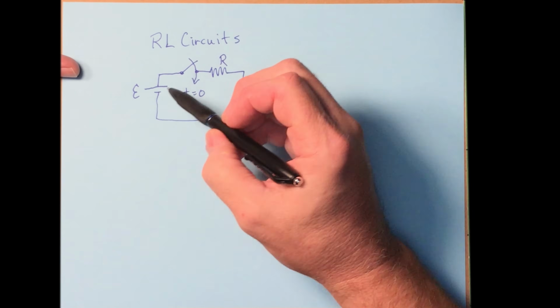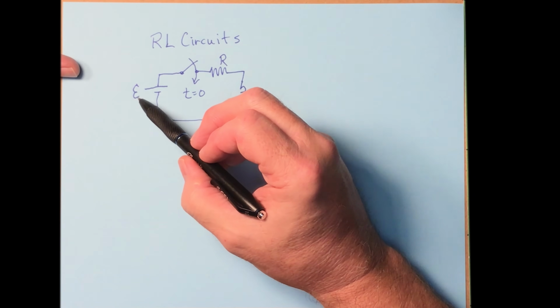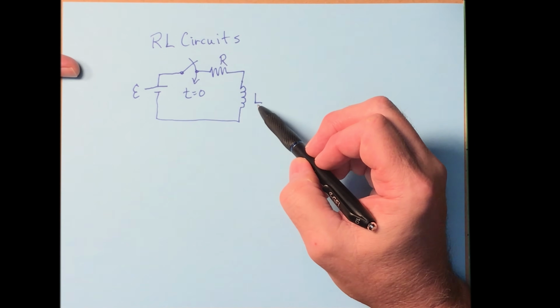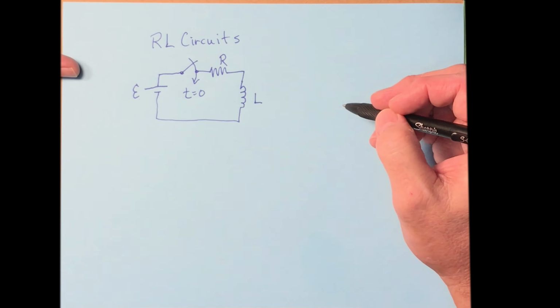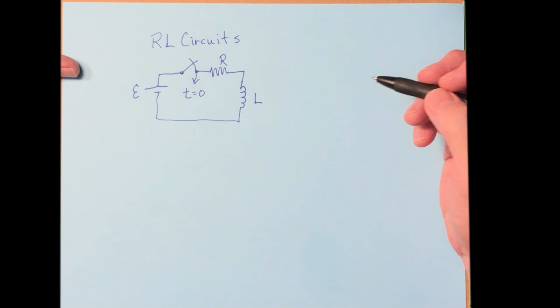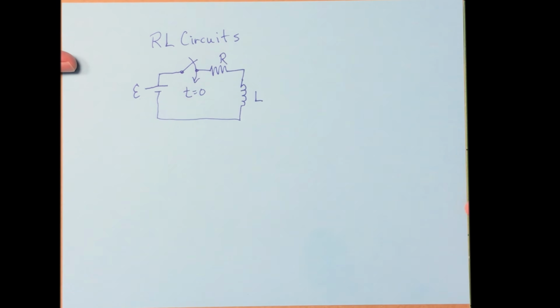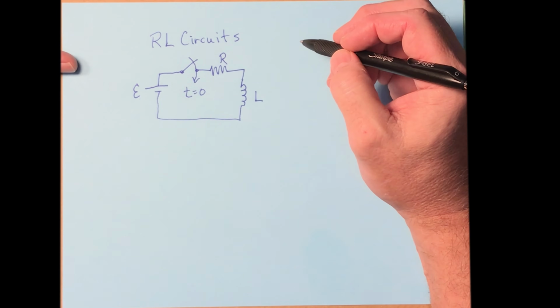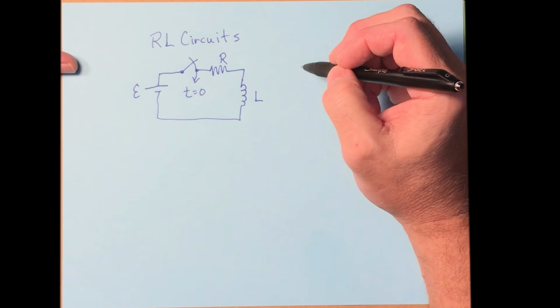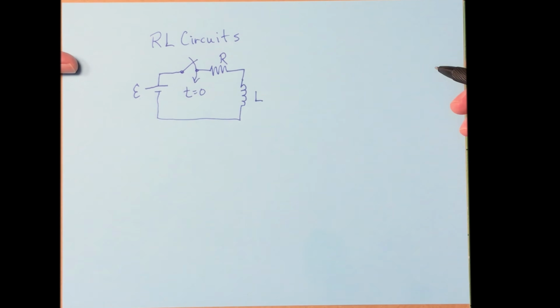So what is known are these values here. E is known, R is known, L is known. What is not known is the current. So we need to figure out what the current is. Well, to figure out what the current is, we'll need to go through a differential equation.